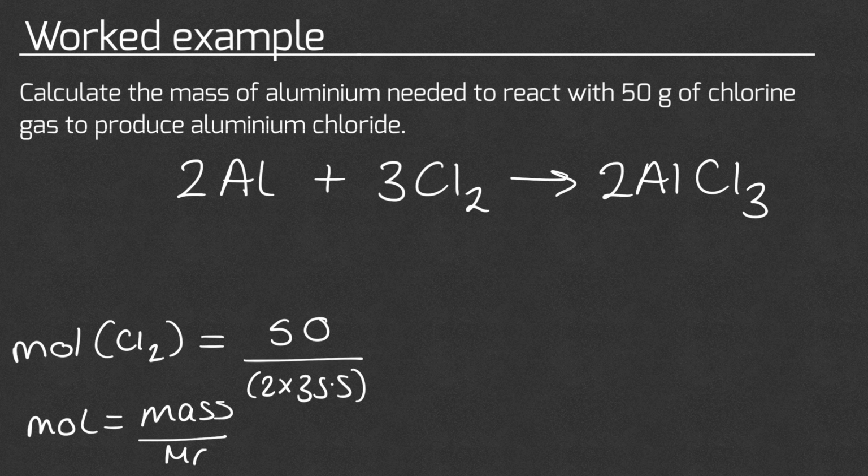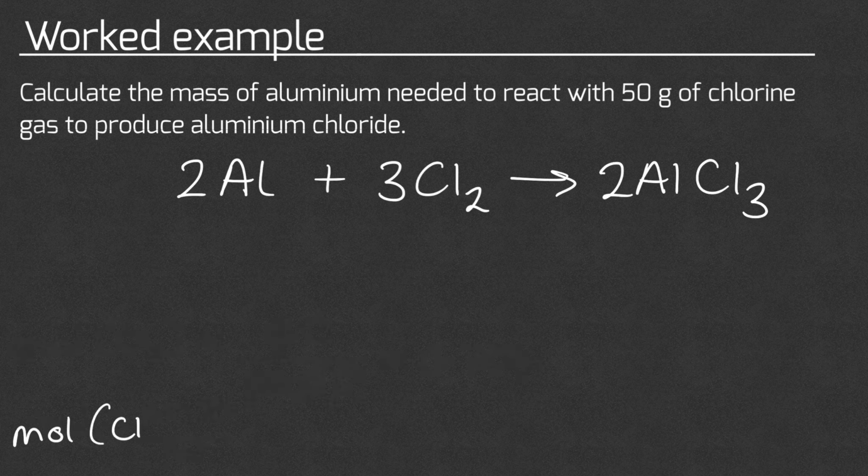So we're going to use the 50 grams of chlorine we're given in the question, divided by its molecular mass, which will be 2 times 35.5, giving us a moles value of 0.704. Now remember, this moles value we've calculated represents the 3 equivalents of chlorine. So we need to find out what 1 lot equals. So what does 1 mole equal in this equation? In order to do that, we'll need to divide the amount of chlorine, the 0.704 moles of chlorine, by 3.